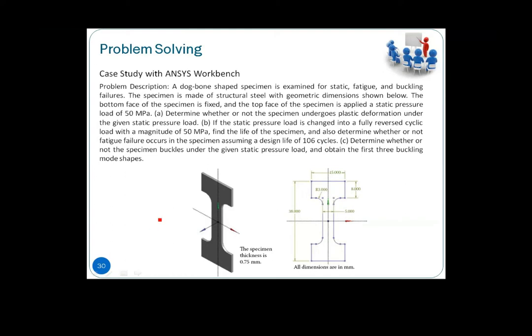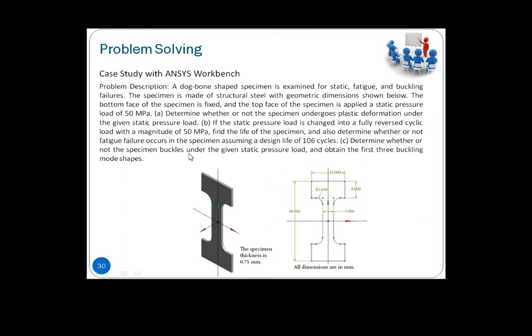If you draw this particular model, then we want it with structural steel. The bottom face of the specimen is fixed, so you fix the bottom face. Then on the top face, you apply a static pressure of 50 megapascal. So you are under static analysis. Determine whether or not the specimen undergoes plastic deformation under the given static pressure, meaning whether static failure will happen or not, will it yield or not.